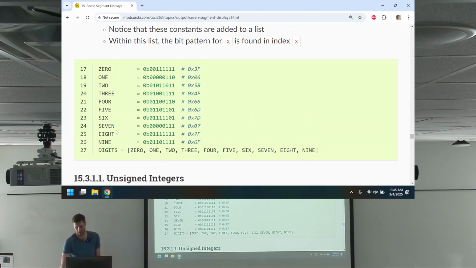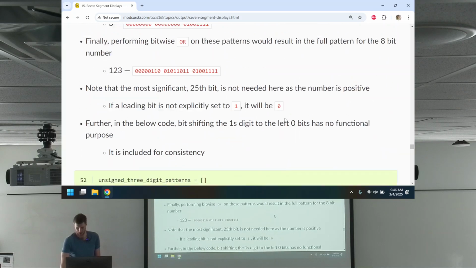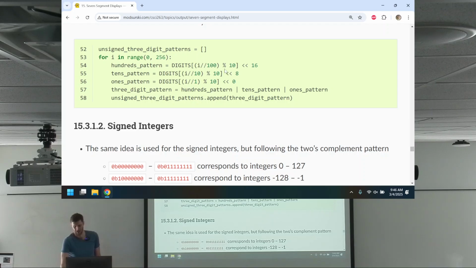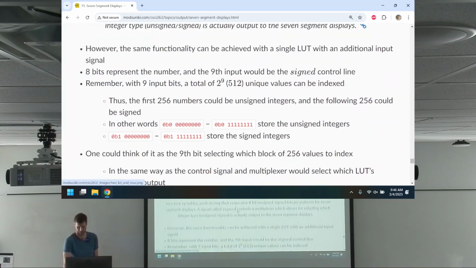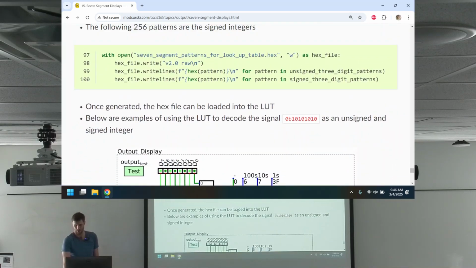Very quickly, I made a bunch of constants where each constant stored the bit pattern for that particular digit. I put them in a list such that 0 was at index 0, 1 was at index 1, and so on. We generated the bit patterns for each number by getting each digit's value, using the digits list to get the hundreds pattern. We bit shifted them around and ORed them together to generate the whole 24-bit pattern for unsigned numbers. We did it again for signed numbers, and then finally we saved the results to a hex file.